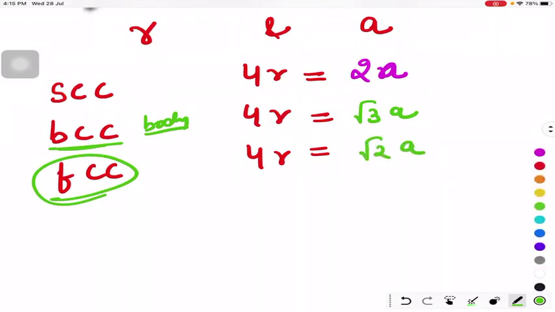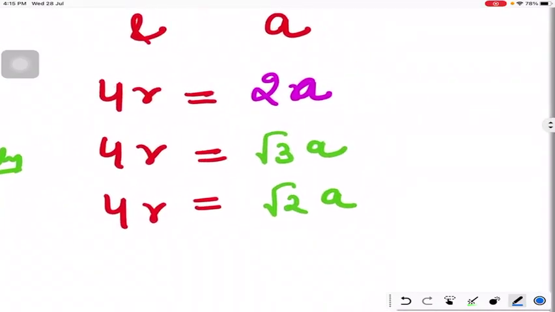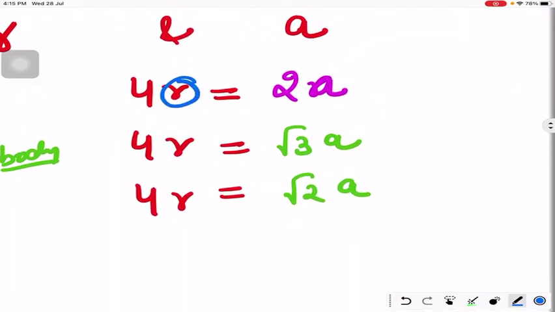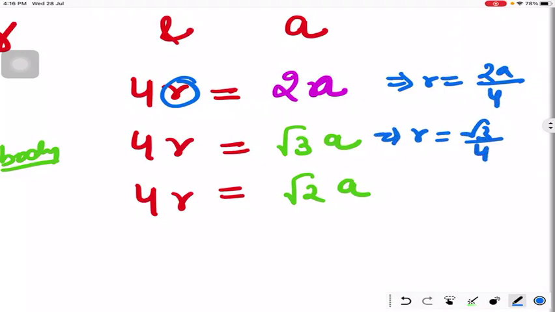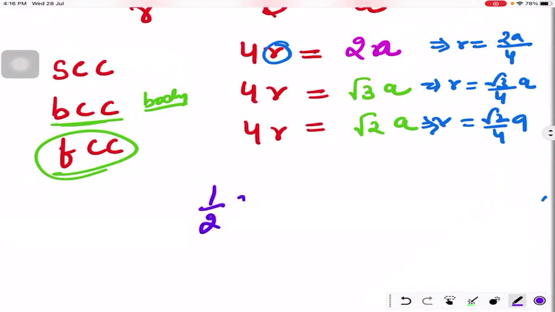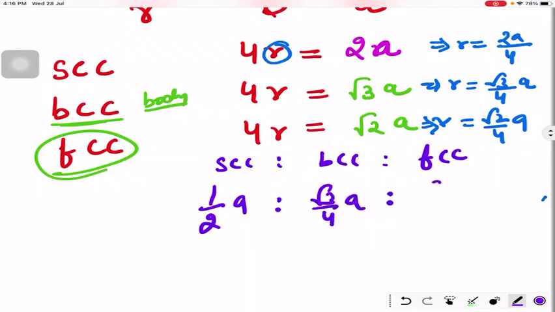Now you can rearrange them. You have to find the value of radius ratio is asked. So here r will be equal to 2a by 4, r is root 3 by 4a, and r is equal to root 2 by 4a. So take their ratio, it will be 1 by 2a. First is simple cubic, ratio BCC, ratio FCC. So root 2, 1 by 2a, then root 3 by 4a, ratio root 2 by 4a.